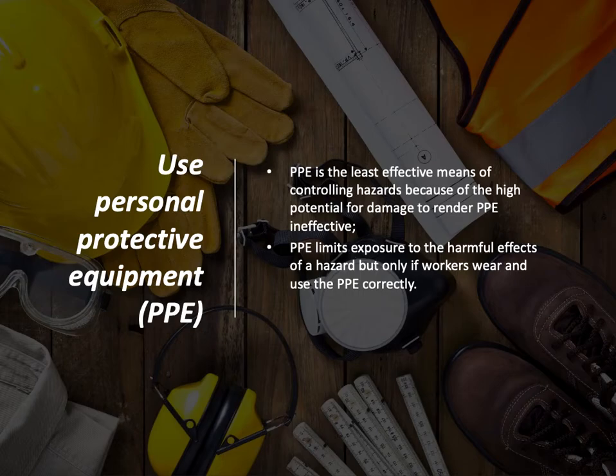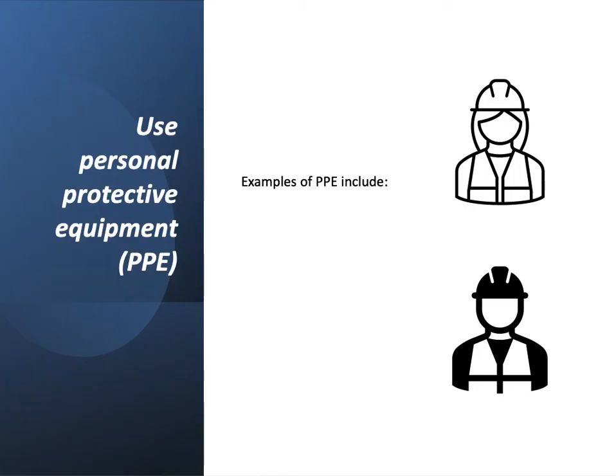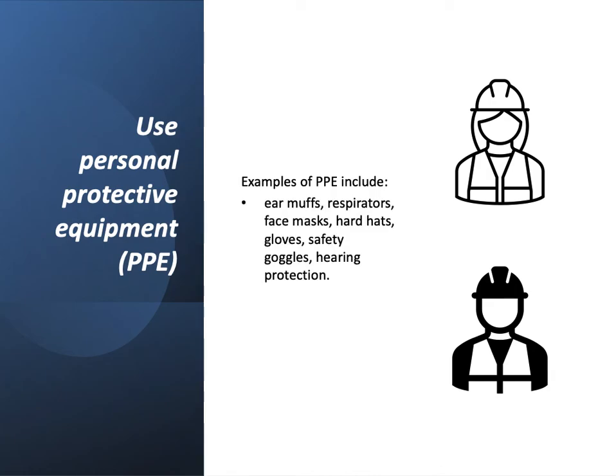PPE is the least effective means of controlling hazards because of the high potential for damage to render PPE ineffective. PPE limits exposure to the harmful effects of a hazard, but only if workers wear and use the PPE correctly. Examples of PPE include earmuffs, respirators, face masks, hard hats, gloves, safety goggles, and hearing protection.